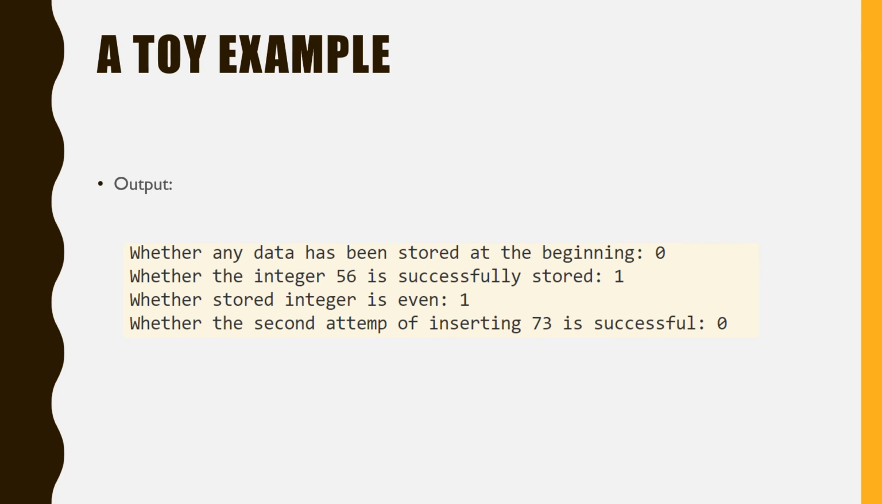Here is the output of our implementation. The first line suggests that the initialized instance is empty. The second line suggests that the integer 56 is successfully recorded. The third line indicates that 56 is even, and the fourth line indicates that our data structure does not allow us to override data. The output is consistent with our expectations of the data structure.